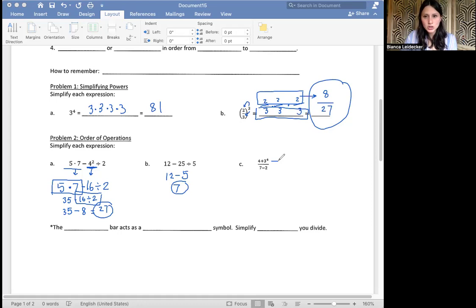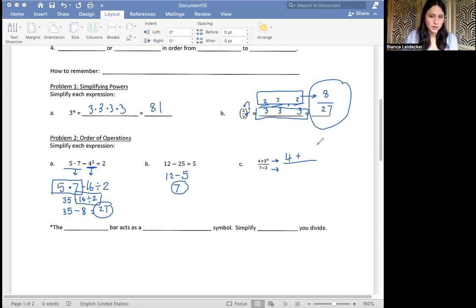You can actually do each part of what's on the top and what's on the bottom of the fraction bar at the same time. You can almost treat them as separate problems and just work them out at the same time and then bring them into your fraction bar. On the top, we see an exponent. So we probably want to work that out.